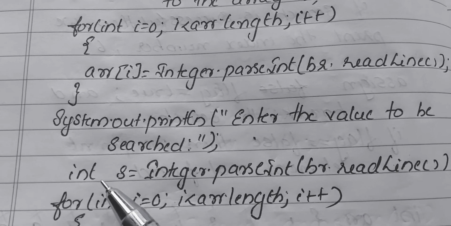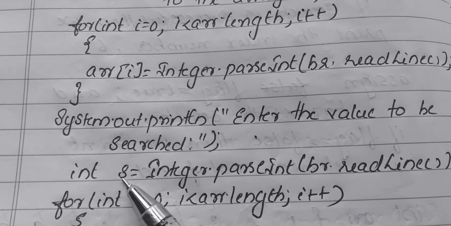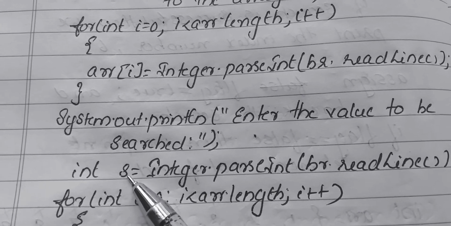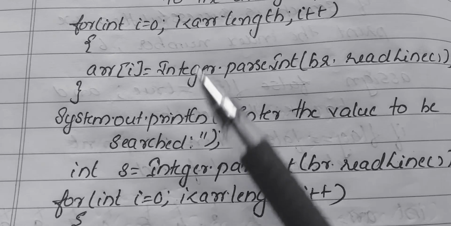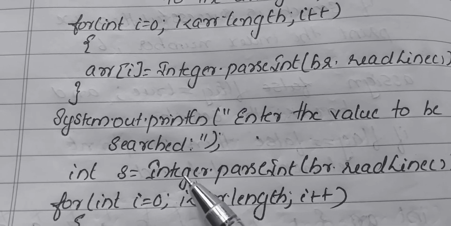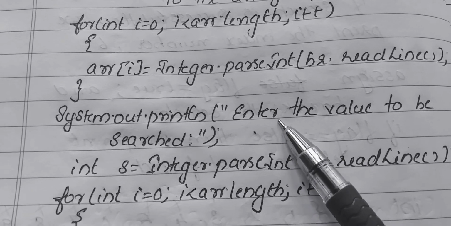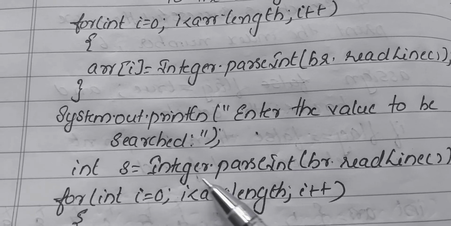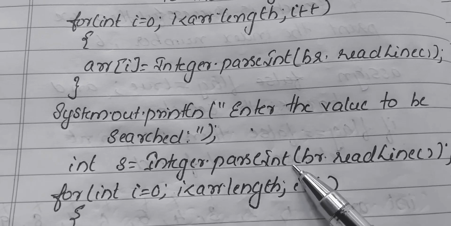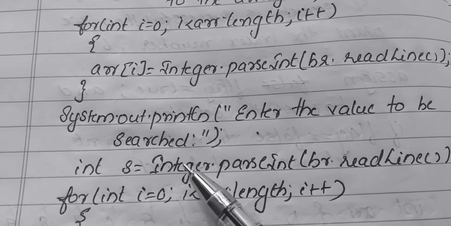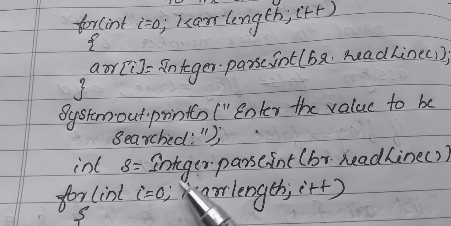So here we declare a variable int s. This s is the search element. Since we are using the IO class, it is integer dot parseInt of br dot readLine. If we are using the scanner class, it is int s equal to sc dot nextInt. Like that we will type here. Okay, so the search element also we have given.